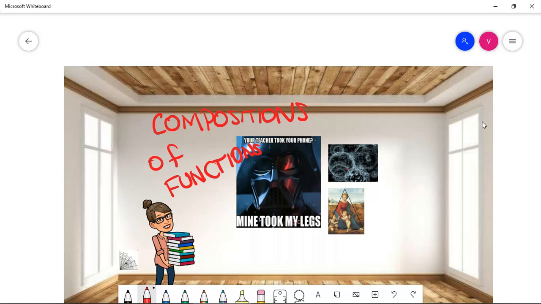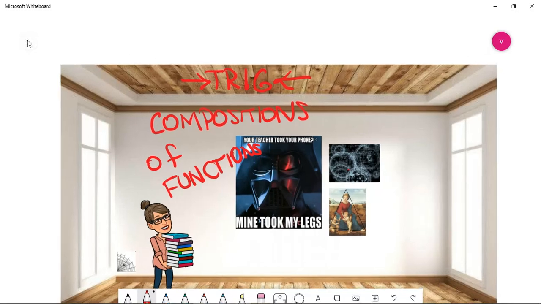Okay, so today we're starting a new unit. Compositions of functions is where we're starting day one of trigonometry. This is the big start of really important stuff here, trigonometry. So we're going to do compositions of functions first before we start that. This is some algebra background.